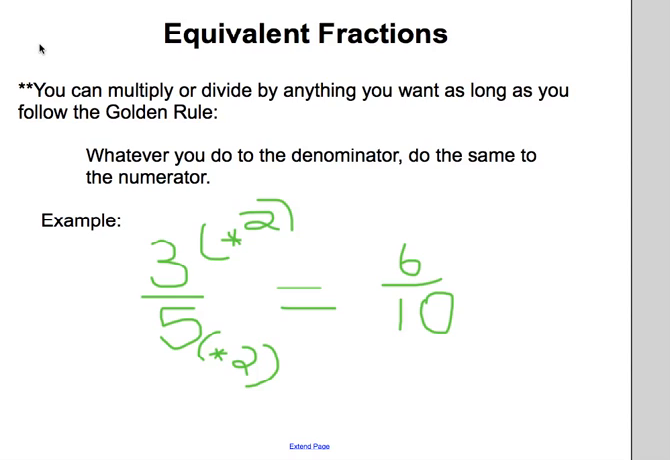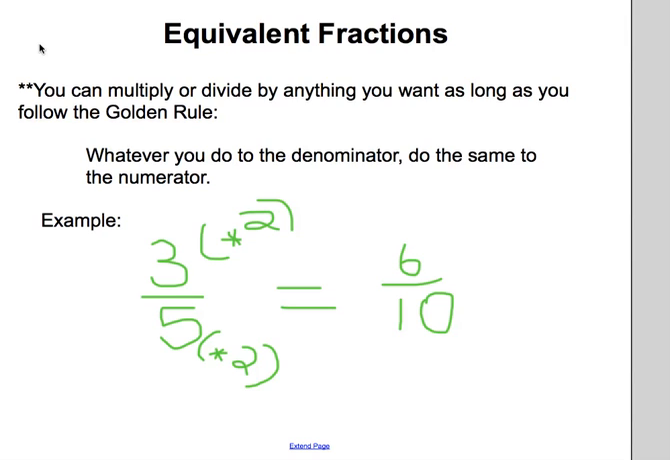Now, here's the one thing that I want you to put in your notes. So go to your next clean page. Your topic is equivalent fractions, so you're going to write equivalent fractions at the top of the page and copy down these notes. This is the most important thing to remember about equivalent fractions. You can multiply or divide by anything you want, any whole number you choose, as long as you follow the golden rule. Now, this isn't the real golden rule, you know, do unto others as you would have others do unto you, but this is our golden rule for equivalent fractions.